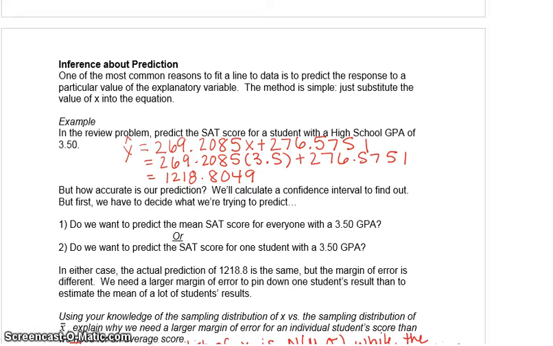We need a larger margin of error to pin down one student's result than to estimate the mean of a lot of students' results. So I want you to take a minute and think, using your knowledge of the sampling distribution of x versus the sampling distribution of x bar, explain why we need a larger margin of error for an individual student score than we need for an average score.